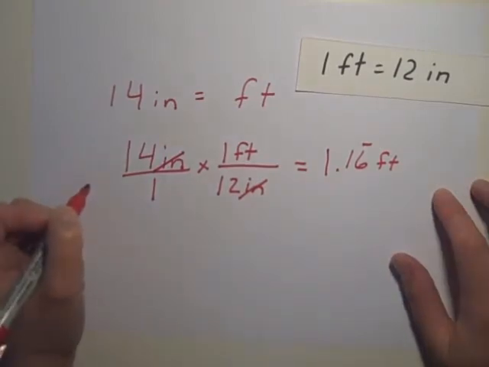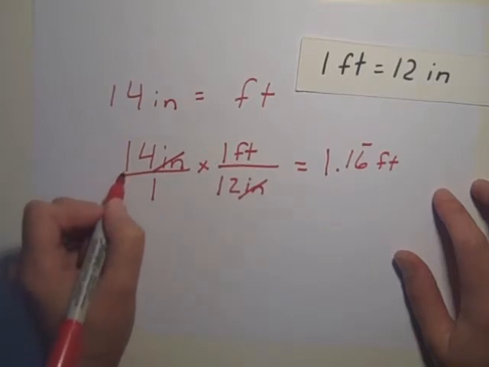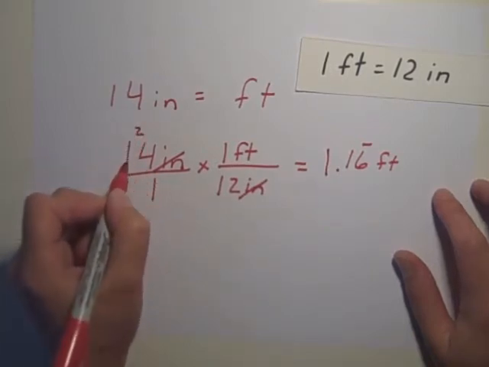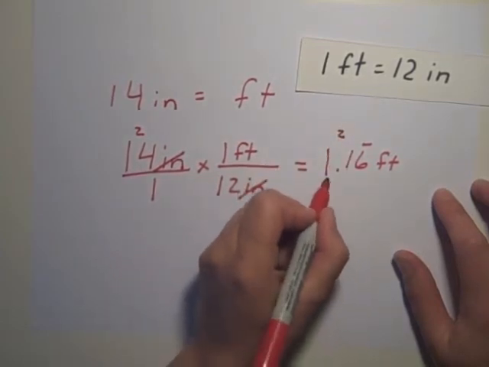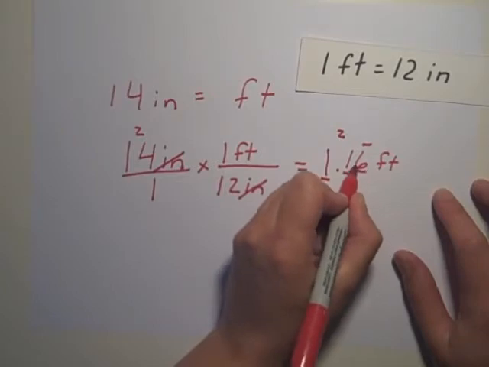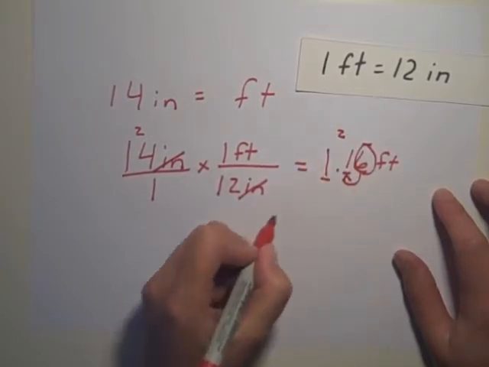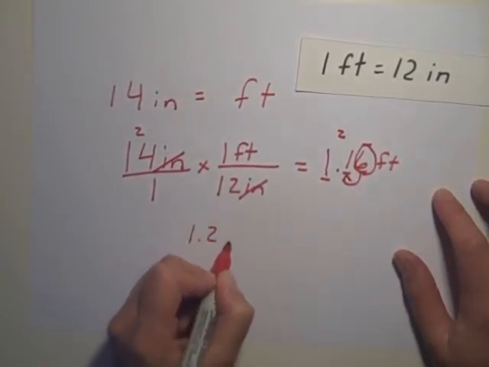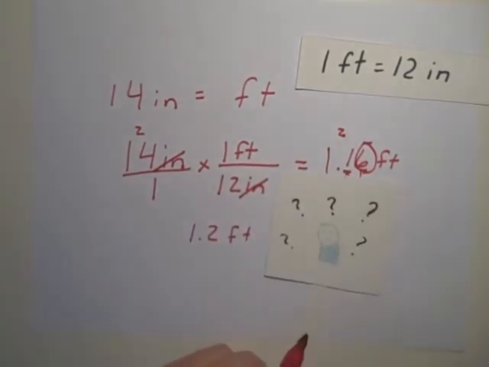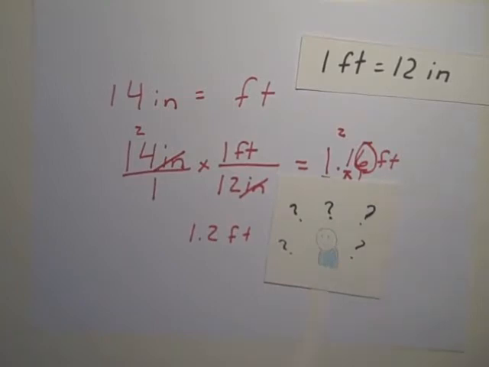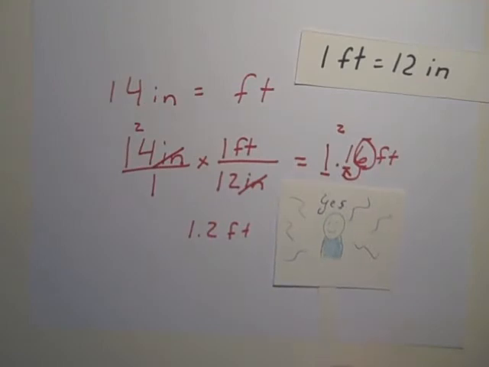Because this is a calculation using measurements, we need to look at the significant figures. 14 has 2, so our answer must also have 2. Look at the 1 and the other 1. This 6 rounds the 1 up, so our final answer is 1.2 feet. Now the question is, does this make sense? Does it make sense that 14 inches is a little bit more than 1 foot? If the answer is yes, which it is, then you're done.